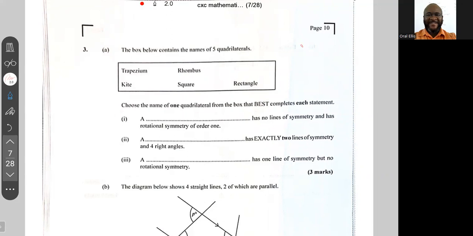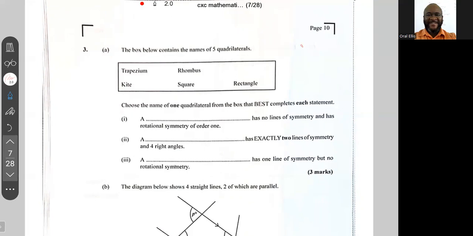Now, a line of symmetry is a line that divides your shape into 2 identical halves. In other words, if you fold your shape along the line of symmetry, it will fold exactly onto itself. All right, now the trapezium, to the best of my knowledge, depending on the trapezium, has no line of symmetry.